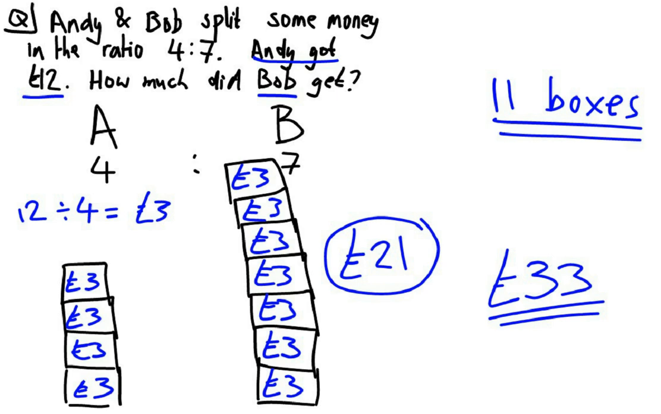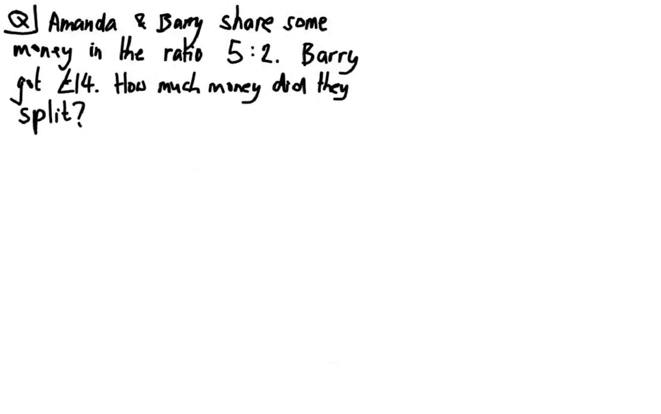Okay, so I'm going to give you a question for you to try, just finally. Okay, so the question I'd like to give you says, Amanda and Barry share some money in the ratio 5 to 2. If Barry got £14, how much money did they split? So I mean, how much money did they split in total? Okay, so I'll give you a few seconds to pause this video and have a go at the question.